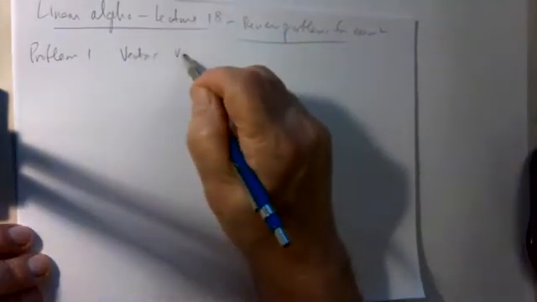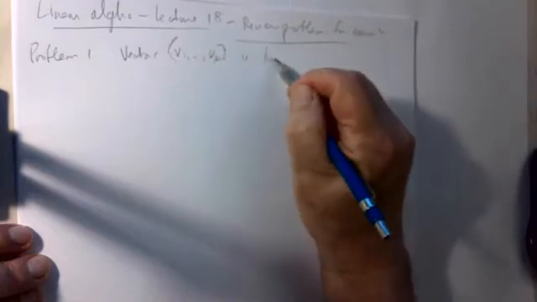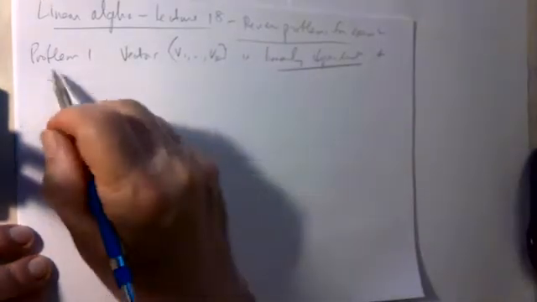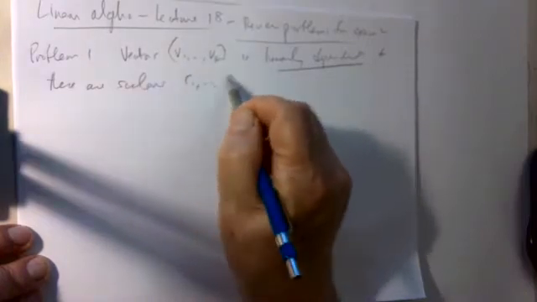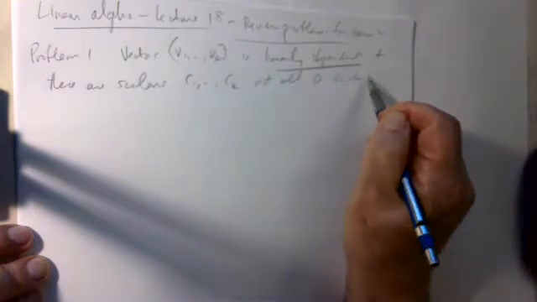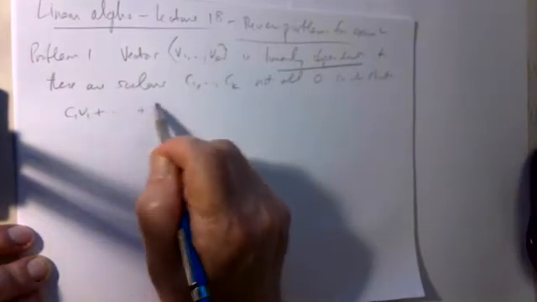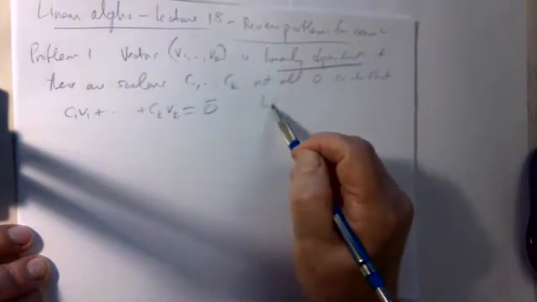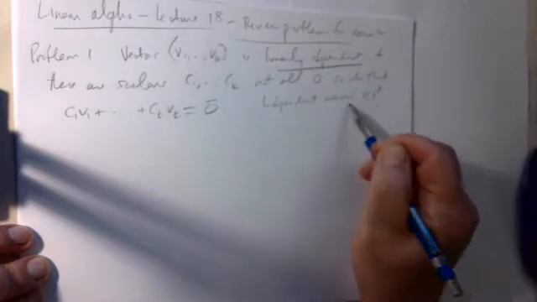We know that a set of vectors v1 up to vk is linearly dependent if there are scalars c1 up to ck, some of them can be 0, but they're not all 0, such that you have a linear combination c1 v1 up to ck vk equals the 0 vector. And independent means not dependent.